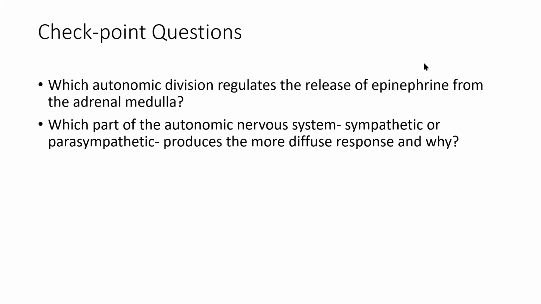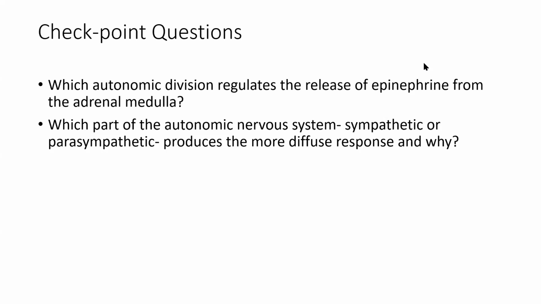Can anyone think about why that would be? Just carrying on our discussion from this morning and the intention behind the anatomy. Excellent. I'm seeing fight or flight response, which is correct. We think about the sympathetic system as being involved with that fight, flight, freeze response, which needs to be a diffuse response. In terms of the anatomy, it's more diffuse because we've got the adrenal medulla involved and sending the neurotransmitters out as hormones via the blood, which gives us a more diffuse response.